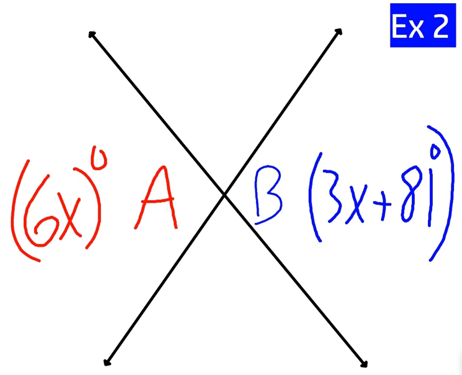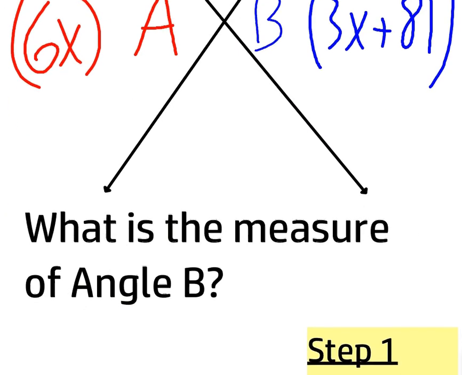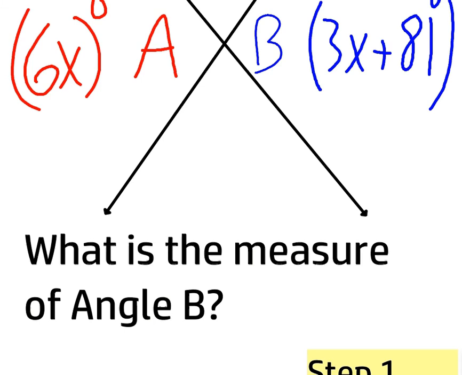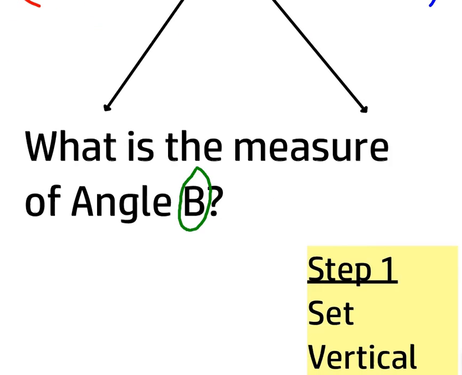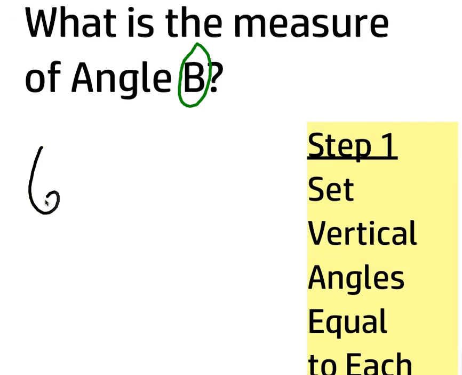All right, now we have A is equal to 6x degrees and B is equal to 3x plus 81 degrees. So again, this one's a little bit different. Same steps though. Just keep in mind, this one's solving for B. Doesn't matter, right? They're the same. So A is equal to B, B is equal to A, either way. So we're going to set them equal to each other. So 6x equals 3x plus 81.